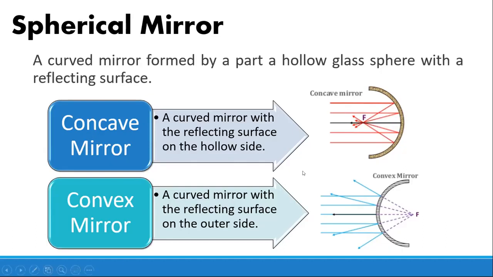As you can notice, here we have the light rays coming from infinity, and they converge on a common point, which is called the focus. In this case, we can call the concave mirror a converging mirror. While on the convex mirror, you can notice that it scatters the light rays coming from infinity, appearing to come from a common point, which is the focus. This scattering of light rays makes the convex mirror a diverging mirror.